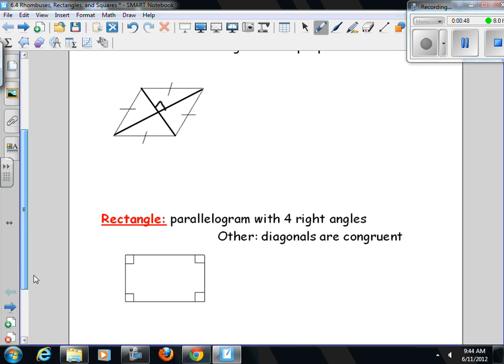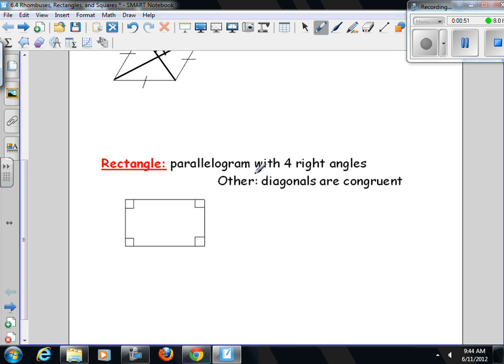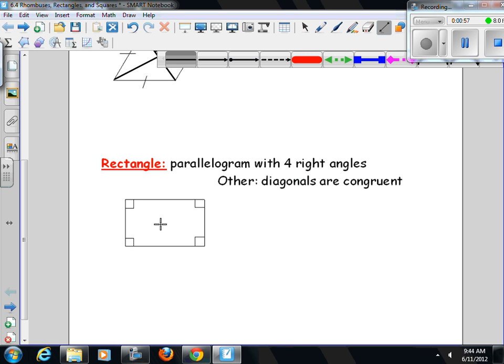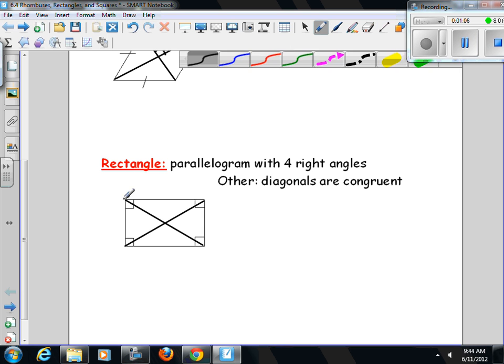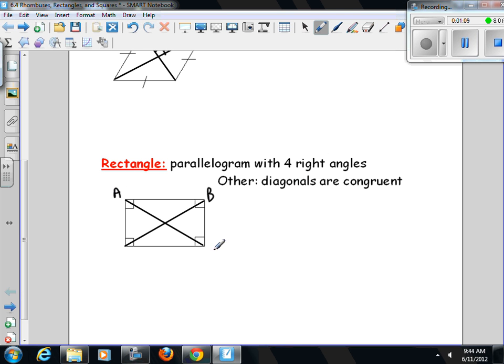Now, a rectangle is a parallelogram with four right angles. Another fact about rectangles is that the diagonals are congruent. So if I were to draw in the diagonals, and let's say I were to label the vertices of this rectangle A, B, C, D, if this is a rectangle, diagonal AC should be congruent to diagonal BD. They are equal.